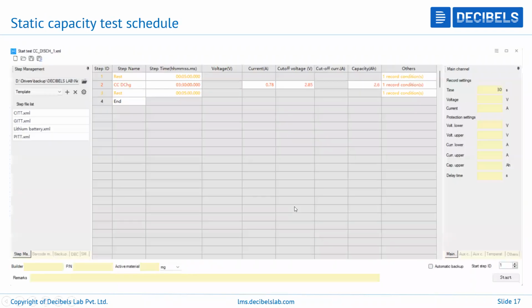So this is how a test schedule would look if you were to utilize the Newware software. Here a simple static capacity test is done. You can mention the time for the test, what current limitation, voltage limitation, and capacity limitation you want, and for how many seconds you want to record the data. All this you can mention, and this is what is called a step manager.